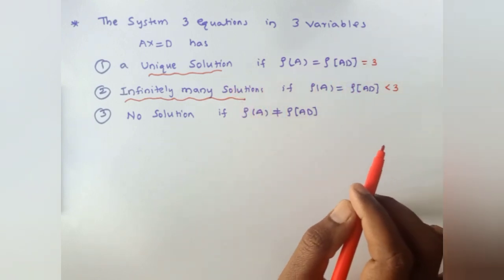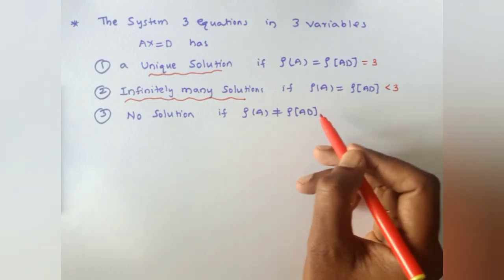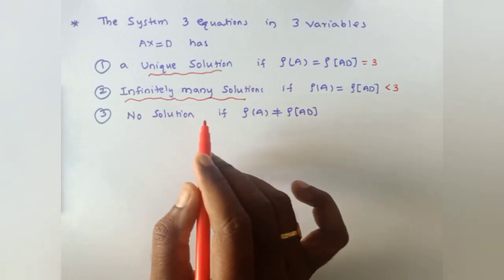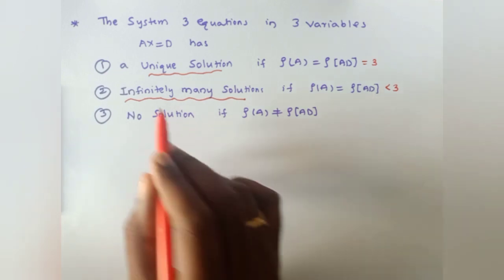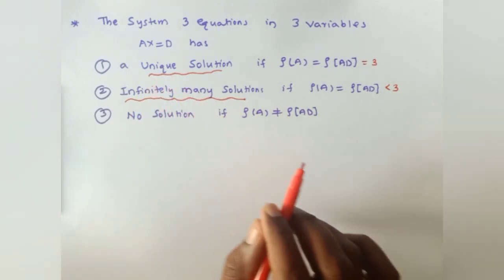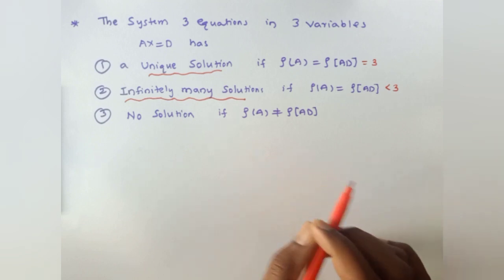Okay, so let's see examples one by one. We need to see one example regarding no solution, meaning the given system has no solution, and when the system has infinitely many solutions, and when the system has a unique solution. Okay, let's see.